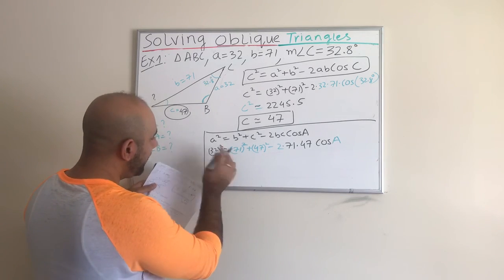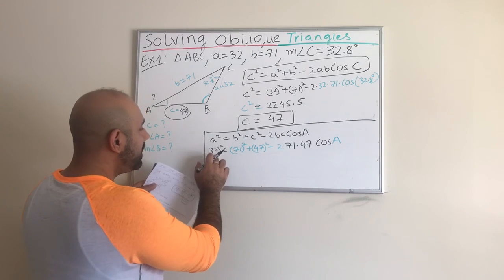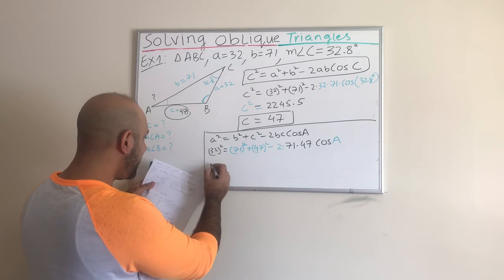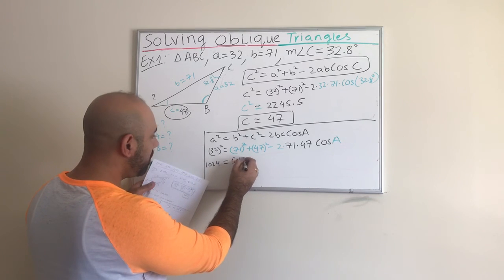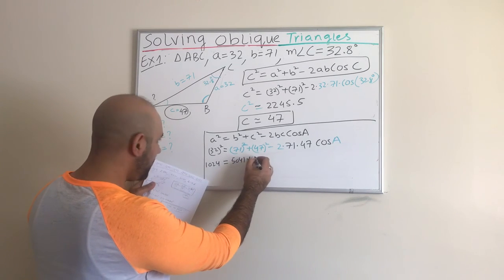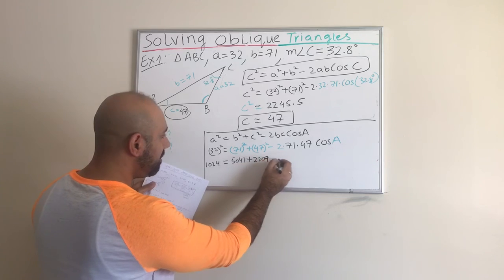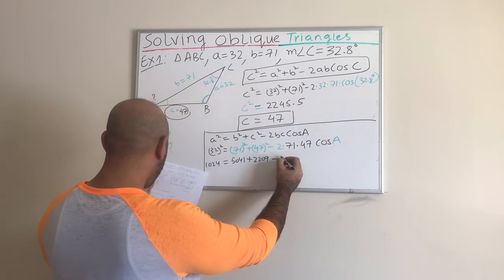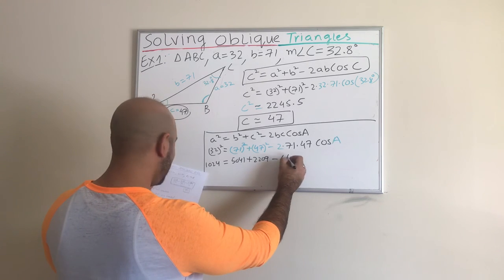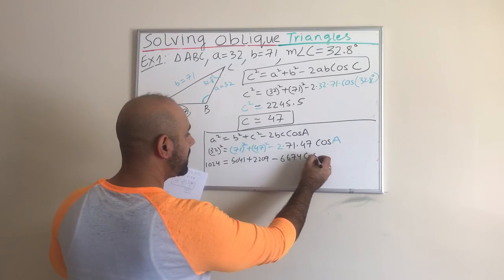There are a few different ways. I used my calculator to simplify the left hand side. Using my calculator, I got 1024 when I squared this, and this is equal to, I squared this guy, 5041. I squared 47, which is 2209, and then minus. Guys, I multiplied 2 times 71 times 47. When I multiplied these three numbers, I got 6674 times cosine of A.